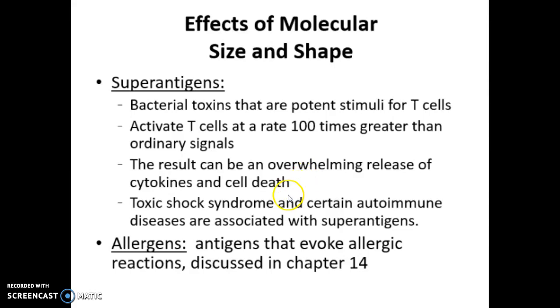And what it does is those T cells release cytokines. And those cytokines cause a lot of issues such as shock and an increase in vascular permeability. So the fluid in your vasculature goes out into your tissues. You no longer have fluid in your vasculature, so your blood pressure drops and you go into shock. It's a very serious scenario, and toxic shock syndrome is an example of this.